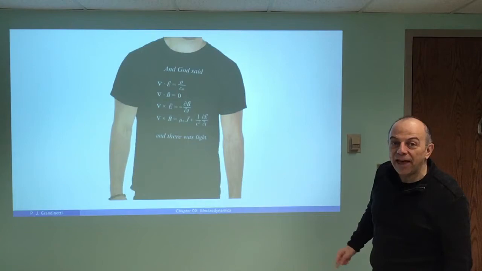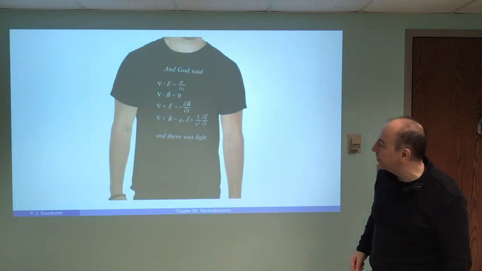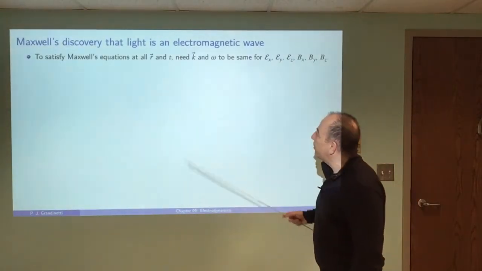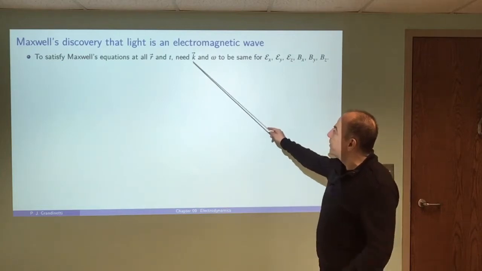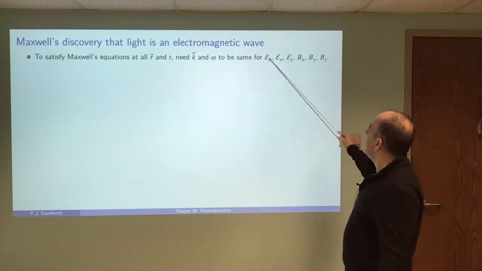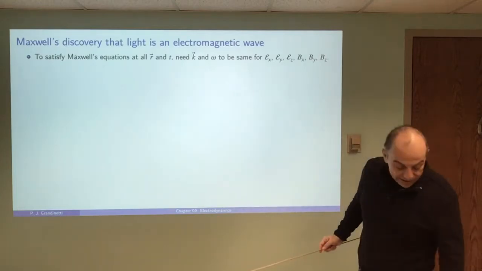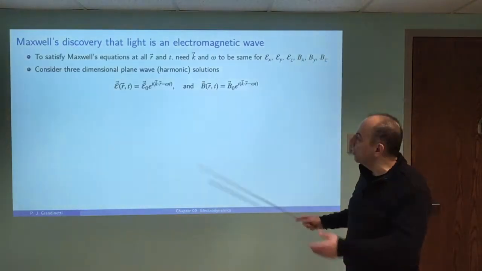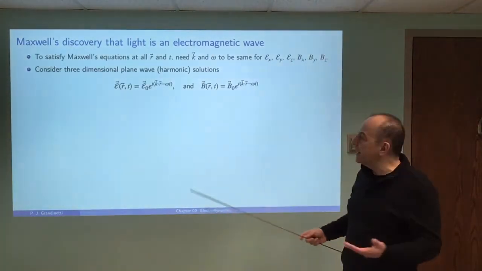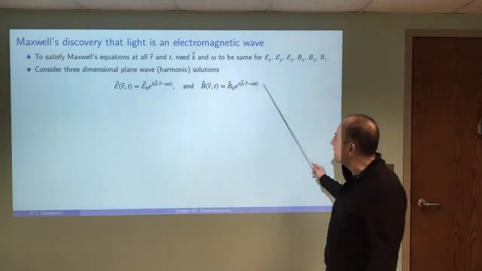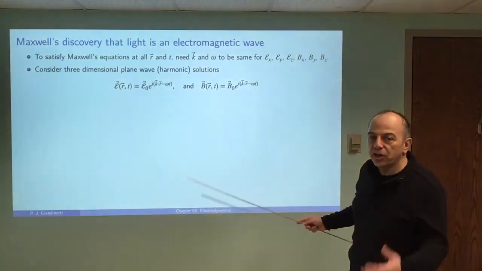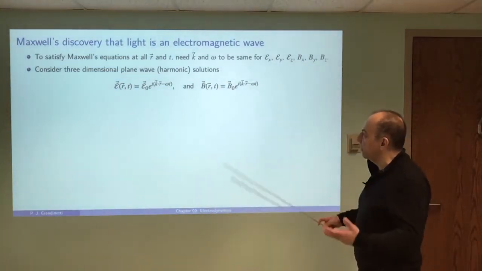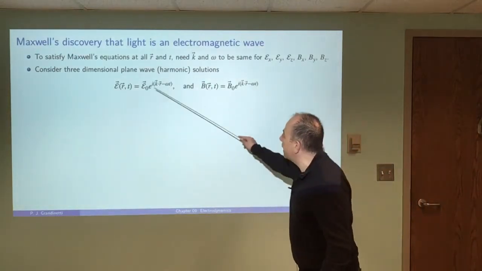So let's see how that works out then for these E fields and B fields that are traveling through space as waves. So first of all, we know that we're going to have the same frequency and wave number for Ex, Ey, Ez, Bx, By, and Bz if we're going to satisfy those equations. So what we're going to do is start with a solution, just like we've done before. We're going to take 3D plane wave harmonic solutions. So let's just take these as our potential solutions. We're going to use complex notation, but we can still know that in the end we'll take the real part to get the physical part of the solution. But we're going to write it in complex form.